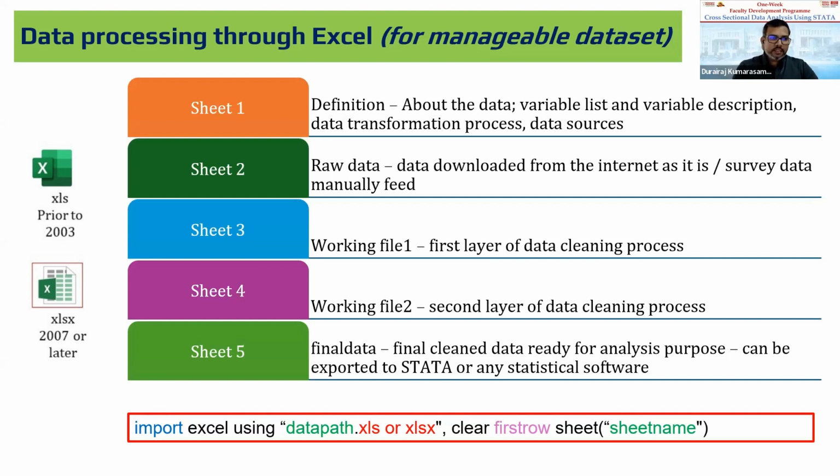Now, why am I showing XLS and XLSX? Still in India, many researchers, based on software availability, are using older versions of Microsoft Excel. If you have MS Office 2003, or any version previous to 2003, it always saves the file in .xls only. And XLSX is for 2007 or later, where all the files are saved in .xlsx.